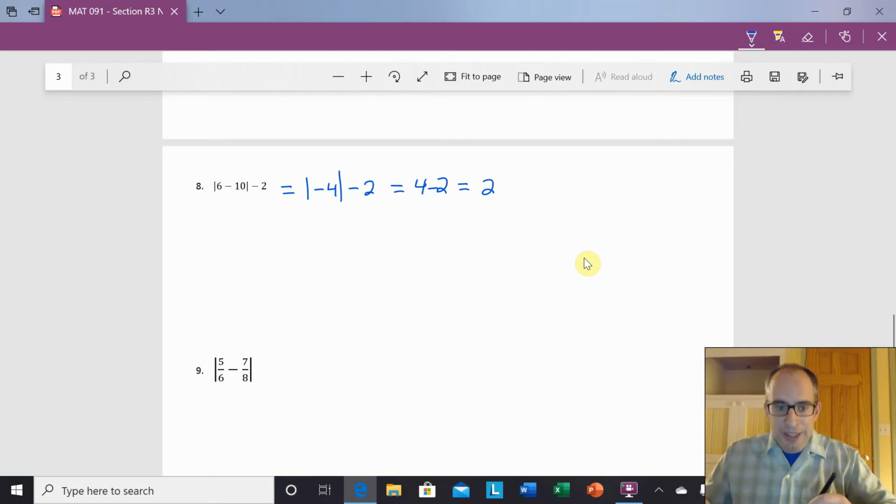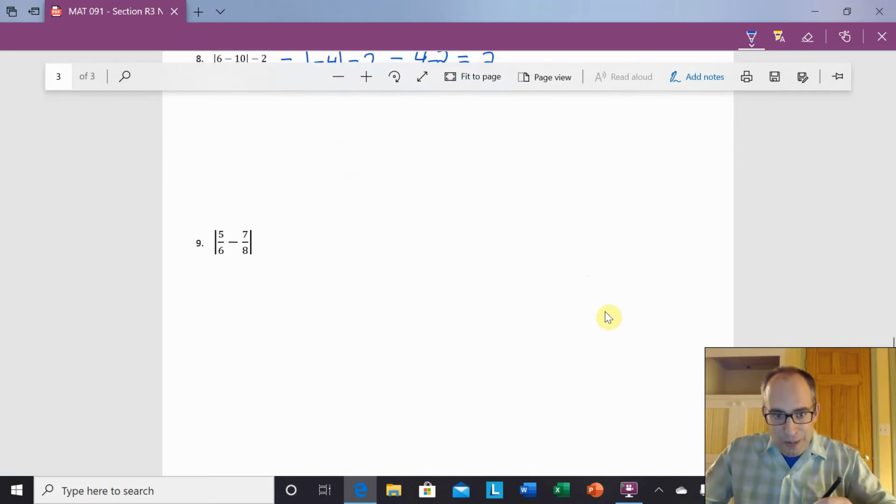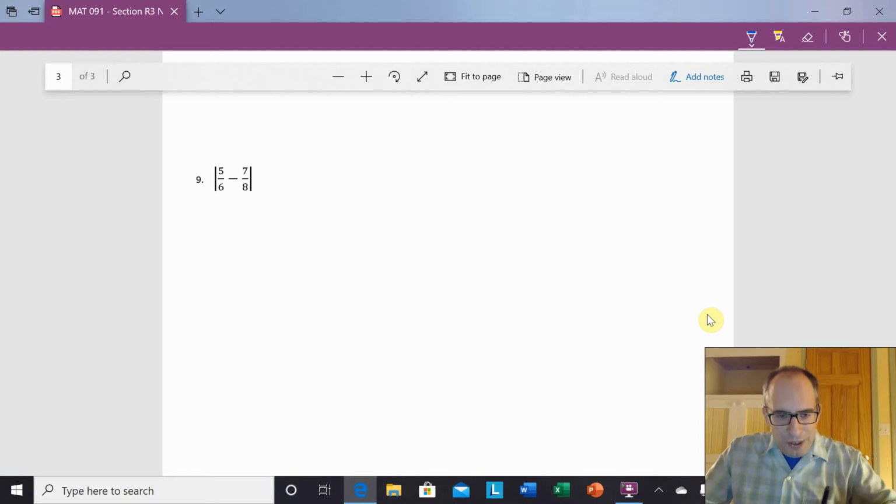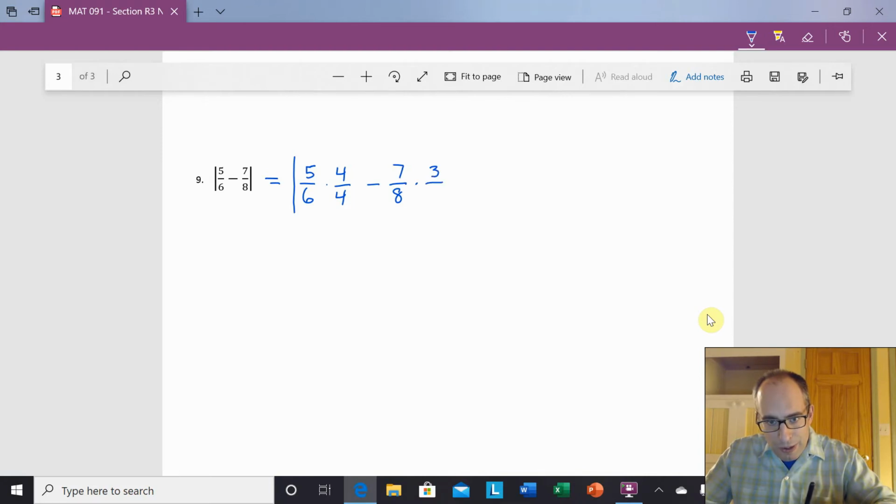Not so bad. 9 is a little bit more involved because you got to get a common denominator. The easiest common denominator for 6 and 8 I would think would be 24. So that's what we're going to do. And I guess I need to write kind of big here. So this is going to be 5/6 times 4 over 4, right? That'll get us to 24 in the denominator there. Minus 7/8 times 3 over 3.